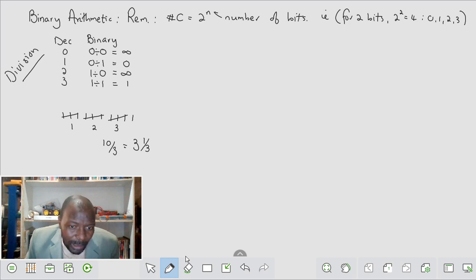So let's go back to divide by 0. Let's say we take our 10. Now I will go to 10 and I will take nothing. I took nothing. Okay. I'll go to 10 and I will take nothing again. I'll take nothing. I'll take nothing.